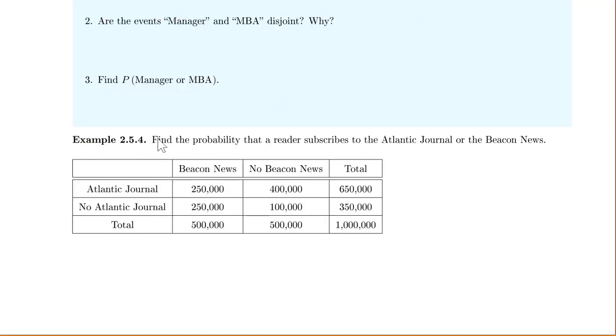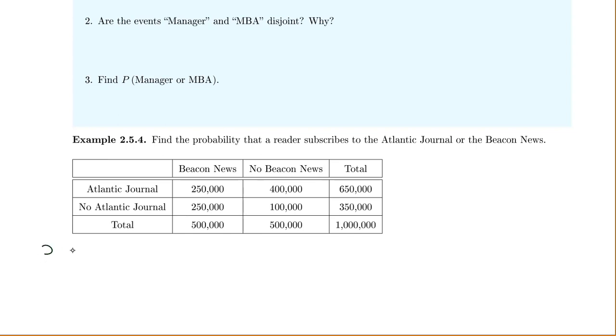And for our last example, let's find the probability that a reader subscribes to the Atlantic Journal or the Beacon News. This is different than what we've been doing. This is what we call a contingency table. Okay, and it's just a different way to display our data. So you'll notice in here, a person can either read the Beacon News or not read the Beacon News. And they can either subscribe to the Atlantic Journal or not subscribe to the Atlantic Journal. Now, there are people that read the Beacon News and Atlantic Journal. That would be this cell right here. There are people that read Beacon News and don't read the Atlantic Journal. That would be this cell here, etc. So it's just displayed in a table format.